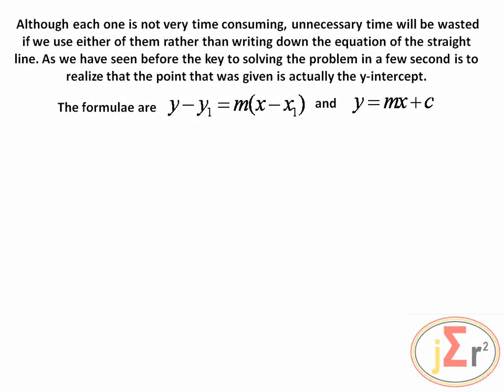We have two formulae. Y minus y1 is equal to gradient times x minus x1, this first one that we have here, and we have y is equal to mx plus c, the general form. But we are going to use it in a different way from what we used on the previous slide. The one that we used on the previous slide is dependent on the fact that we realize immediately that the point that was given is actually the y-intercept.